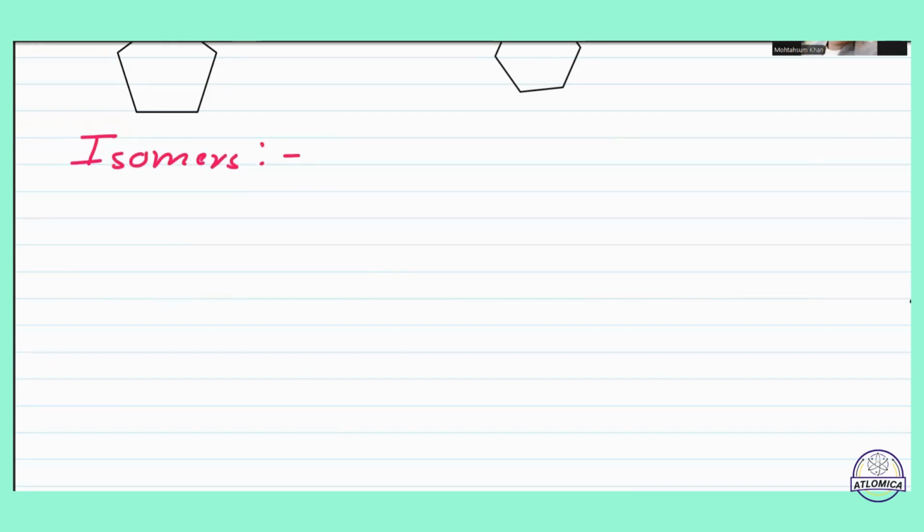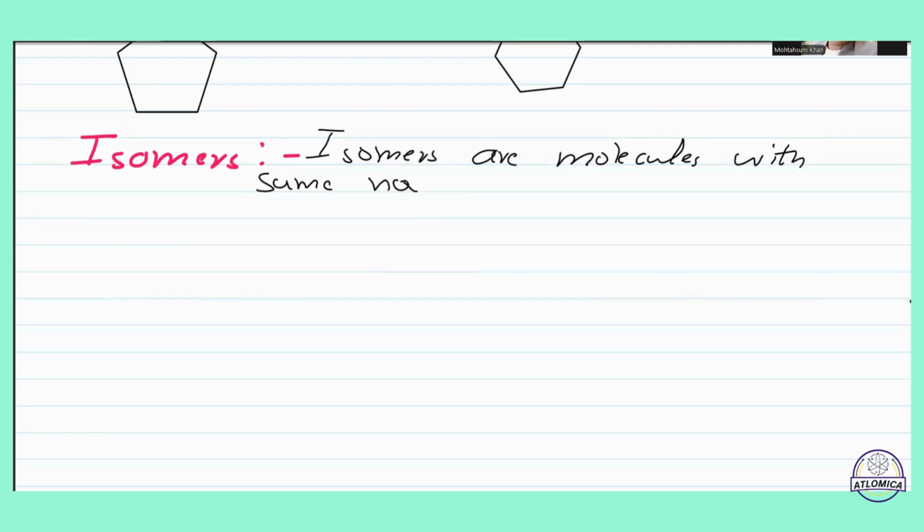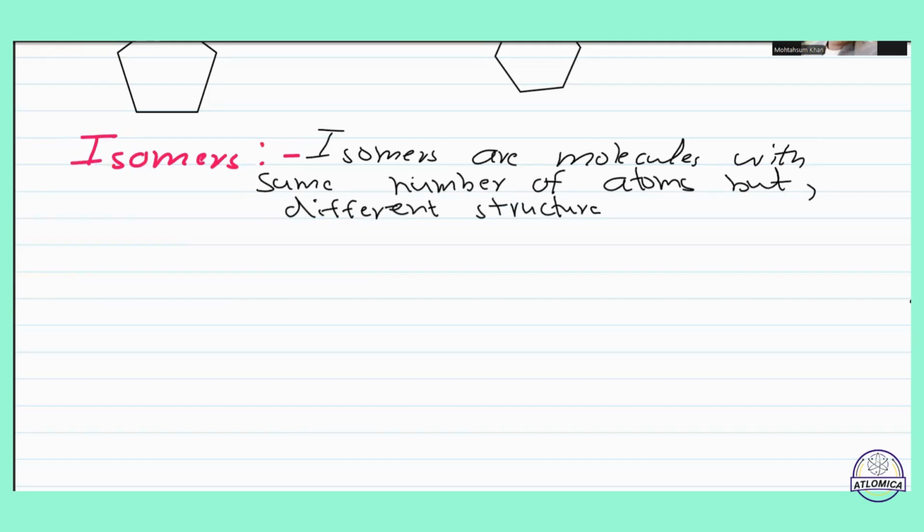Now, what are isomers? Isomers are molecules with the same number of atoms, but different structures. Isomers are molecules with the same number of atoms, but they have different structures.